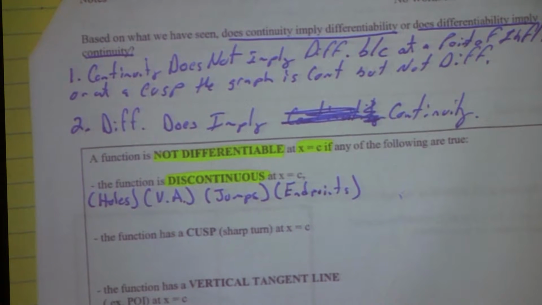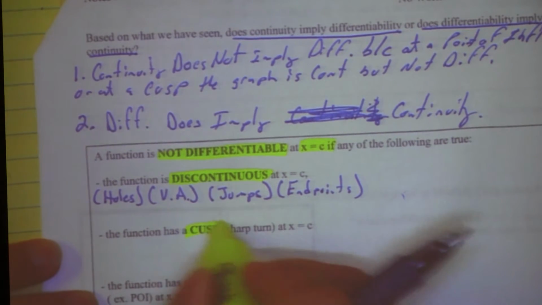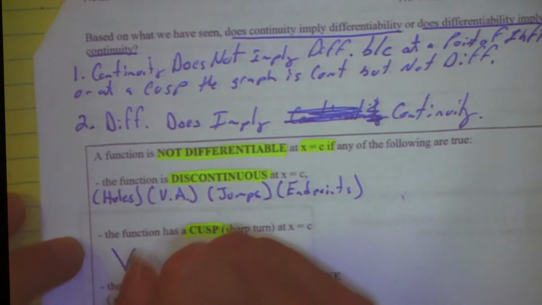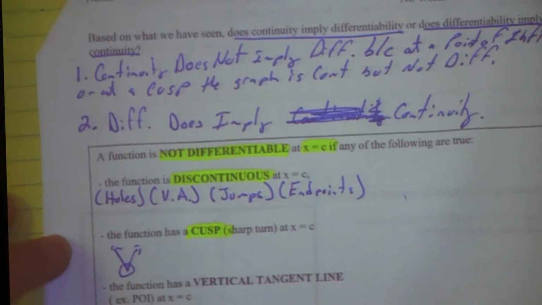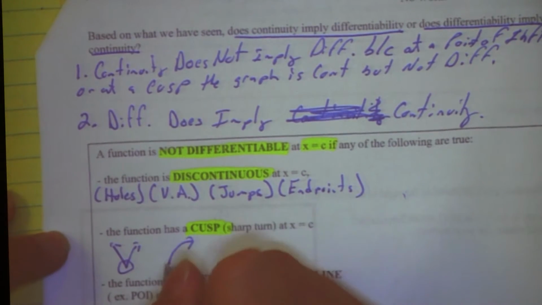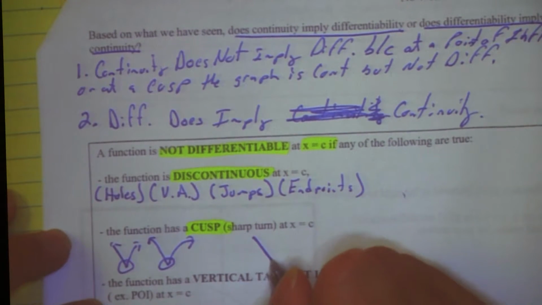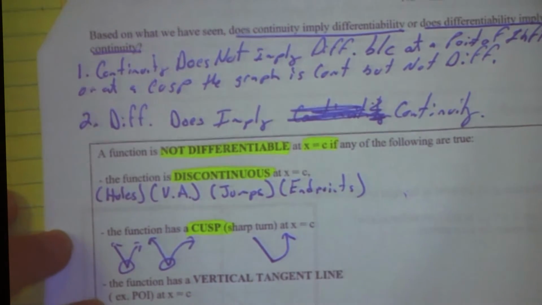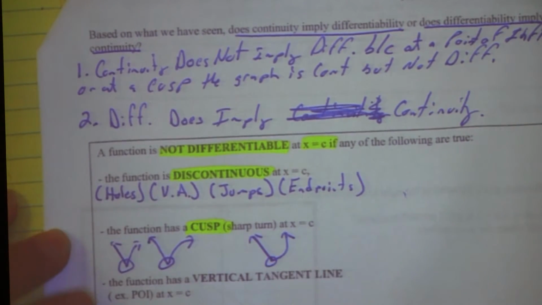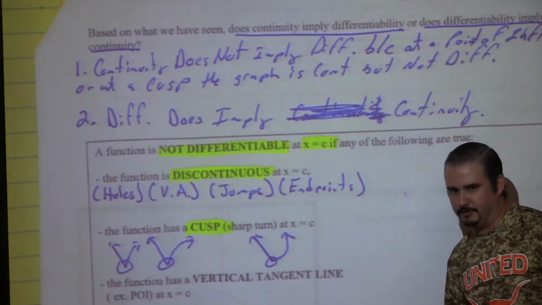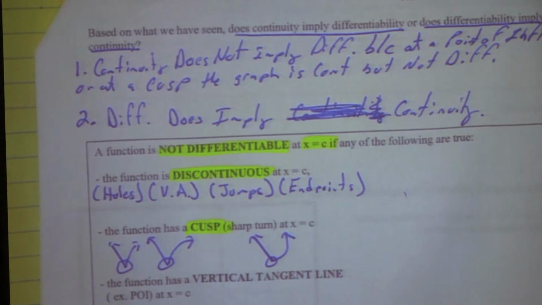Okay, the other place is if the graph has a what? A cusp, which is a sharp turn. So for example, the absolute value graph, right? Or the cube root of something squared. Or let's say I have a line and then I have a parabola. So anywhere that there is a sharp turn in the graph, it would not be differentiable. Understand?